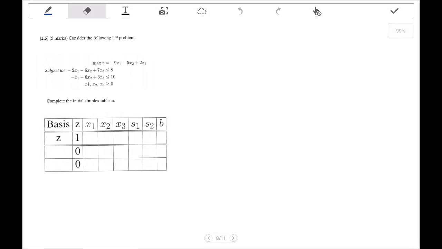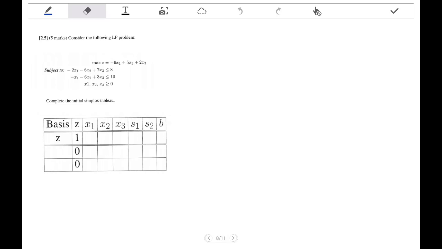sign on the left, a number that is negative on the right, sorry, or any variable that is unrestricted. All the variables are restricted. Then they say complete the initial simplex table. So this is the initial one.